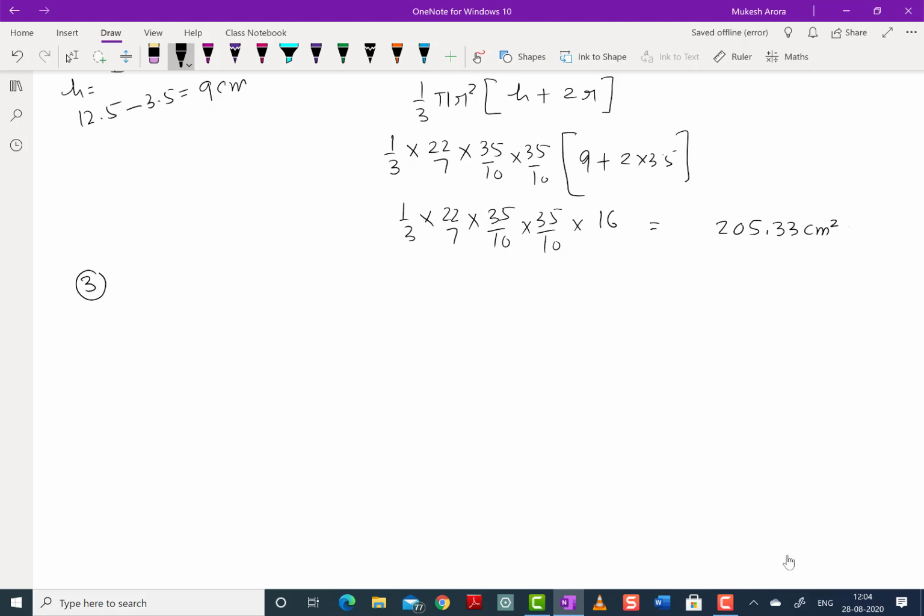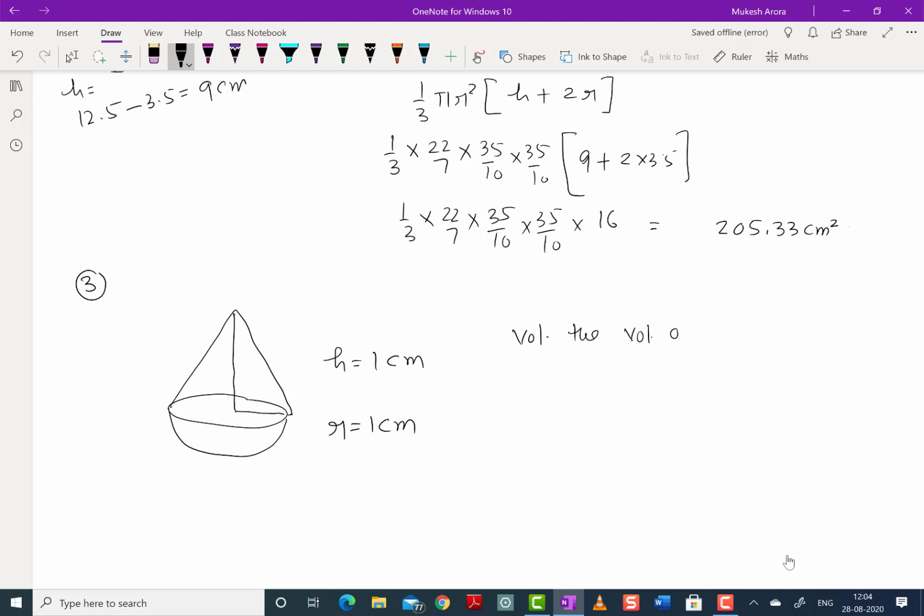The solid is in the shape of a cone standing on a hemisphere with both radii equal to 1 centimeter. Cone surmounted on hemisphere, radius is 1 centimeter and the height of cone is equal to the radius. Height of cone is also 1 centimeter. Find the volume of solid in terms of pi.